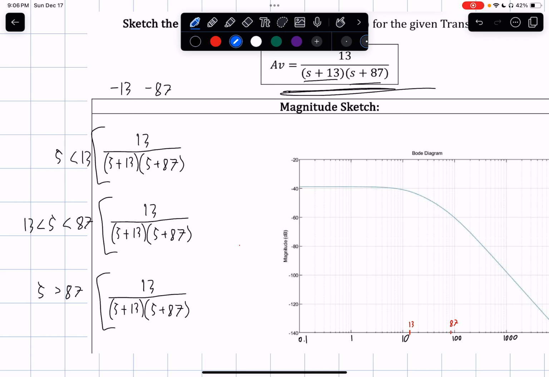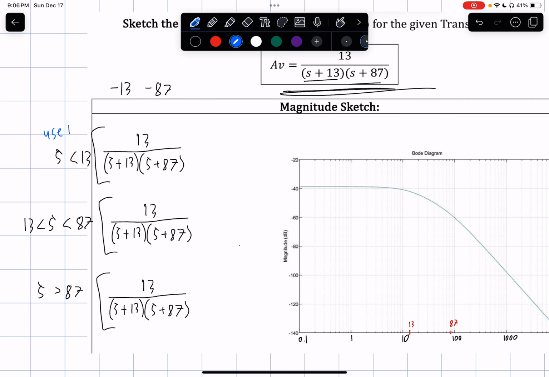The way we're going to solve this is we're going to just pick any value that is less than 13. It can be 1, it can be 0.001. In this case, it doesn't matter. I'm going to use 1. But again, use whatever you'd like.